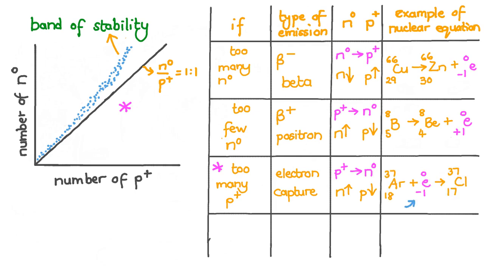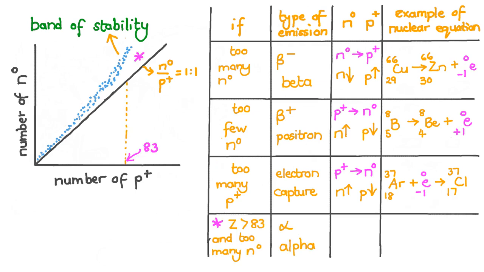The example shows us how the nucleus of argon-37 reacts with an electron to produce chlorine-37. Again, the number of nucleons in total, or the mass number, has not changed, but stability of the nucleus has improved by the formation of a neutron and the removal of a proton.